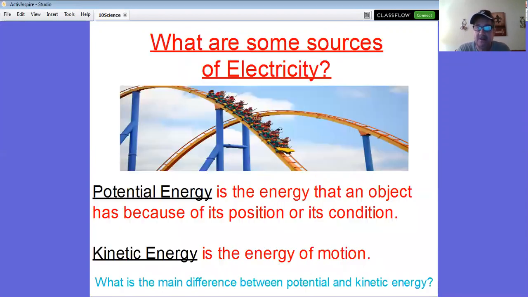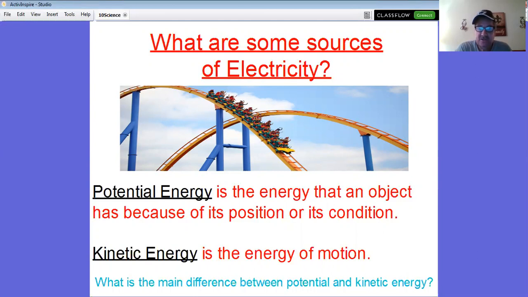Today we're going to talk about some sources of electricity. We're going to answer the question, what are some sources of electricity? Now there's my roller coaster again, and I want to talk about two types of energy using this roller coaster as an example. Potential energy and kinetic energy.